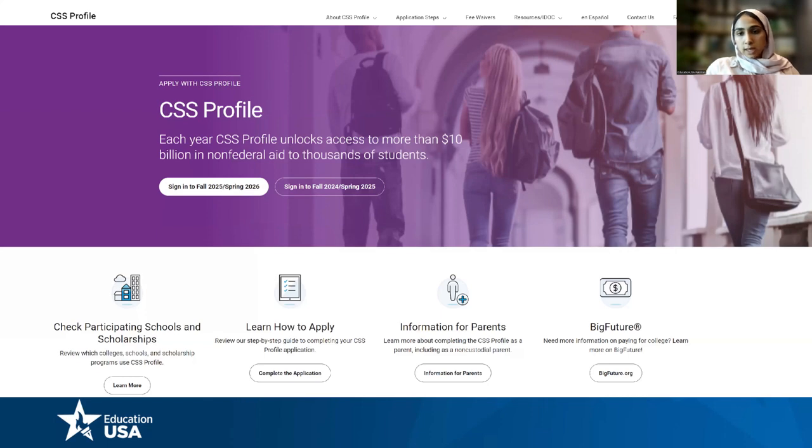Starting off, what does the name CSS Profile stand for? CSS Profile means College Scholarship Service Profile. The CSS Profile is a financial aid application used by many colleges, universities, and scholarship programs to award non-federal financial aid to students. Whereas FAFSA is federal financial aid, given by the government, which is why it's only for US nationals, the CSS Profile is institutional aid. It's aid given by the university. That is why the CSS Profile requires details about assets, income, expenses, and even specific household circumstances.